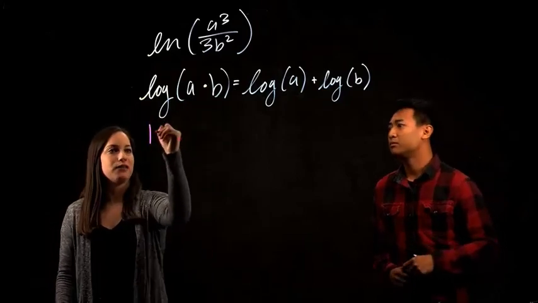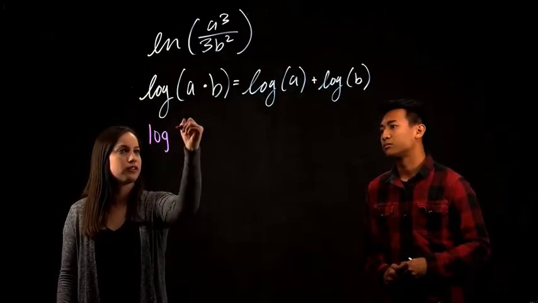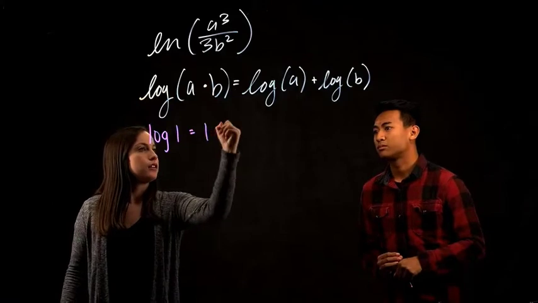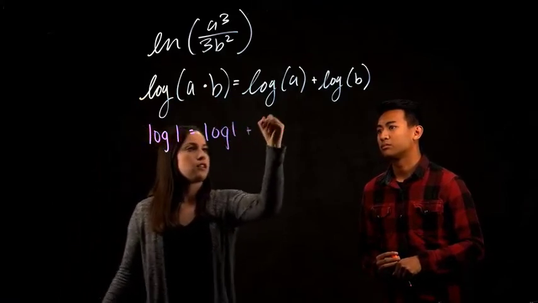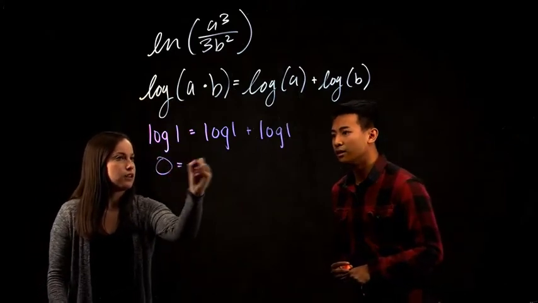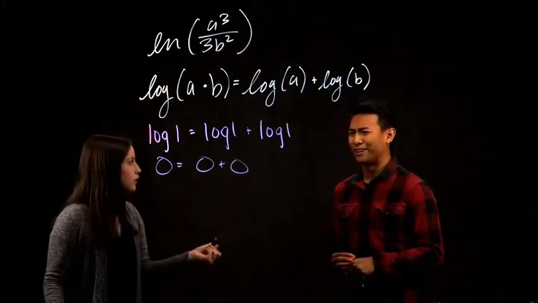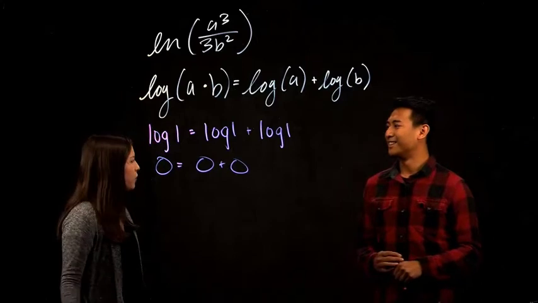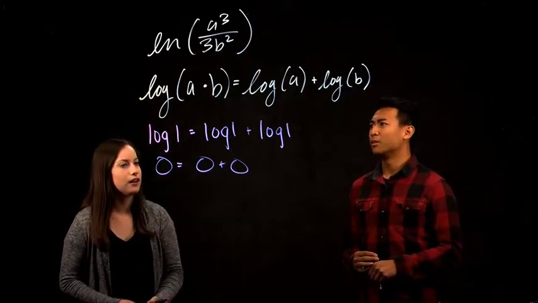So we'll have log of 1 times 1, which is the log of 1. And then we'll have the log of 1 plus the log of 1. I think this should work, right? Because this would be 0, and these would both be 0. Oh, perfect. Wow, this is actually our product rule, I think. Yeah. What about the other rules?